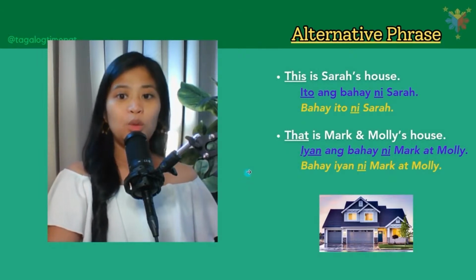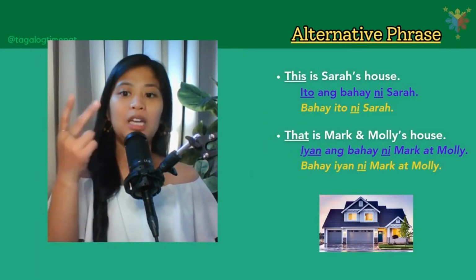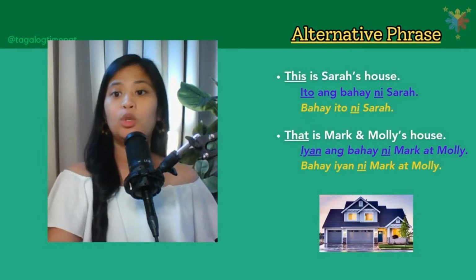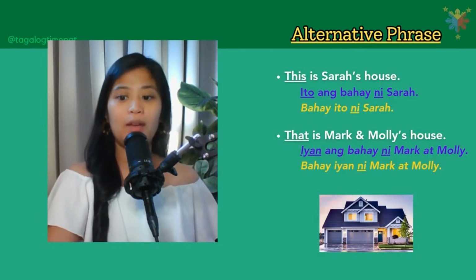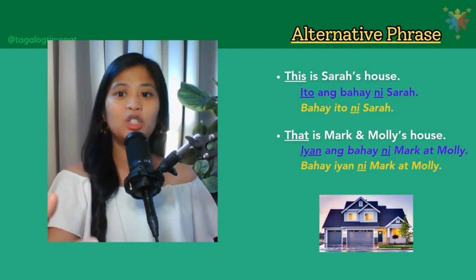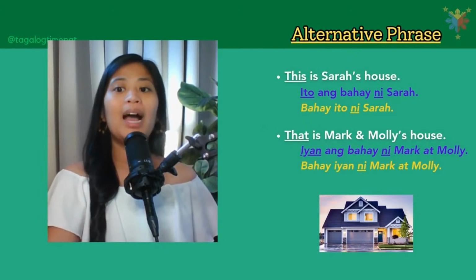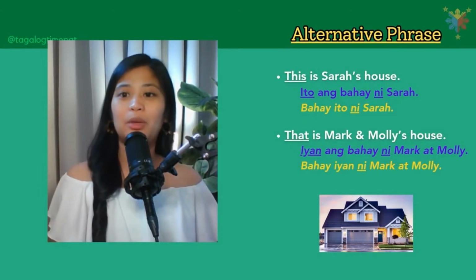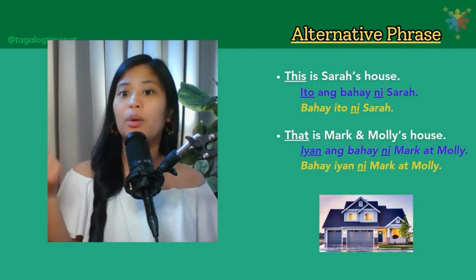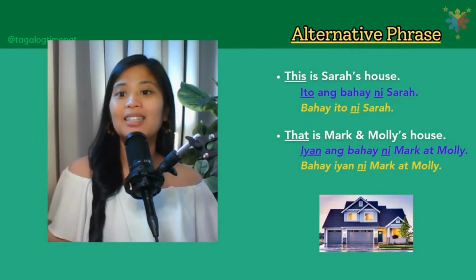So these two ways to say these phrases are both correct. They are used equally as much. So you might hear them in those ways, or you could practice saying them either way. I would say it's more casual to say, bahay ito ni Sarah. But if I'm walking around and we happen to be walking by Sarah's house, I could say, oh, ito ang bahay ni Sarah. This is Sarah's house.